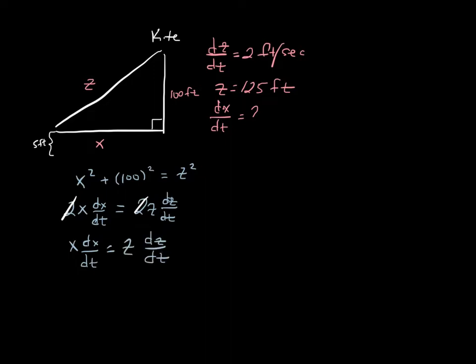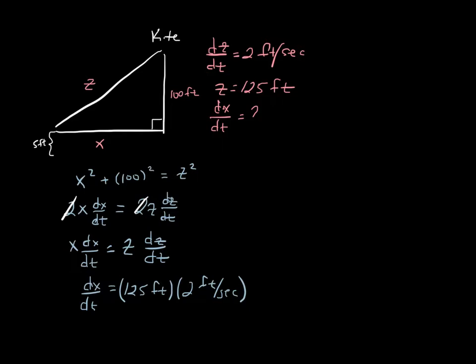And let's substitute some values. We are looking for dx/dt. We know that z is 125 feet. We know dz/dt is 2 feet per second. But we need x. We don't know what that is.